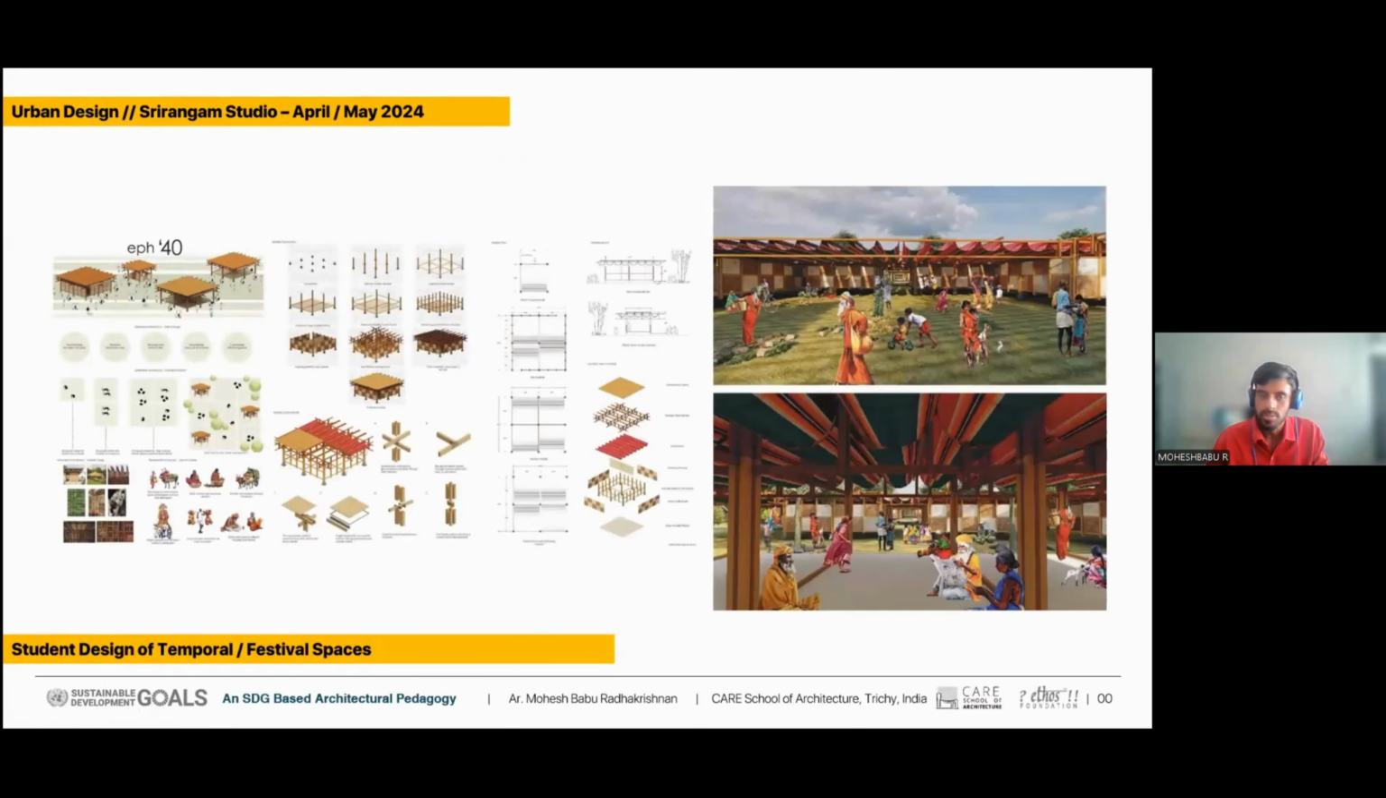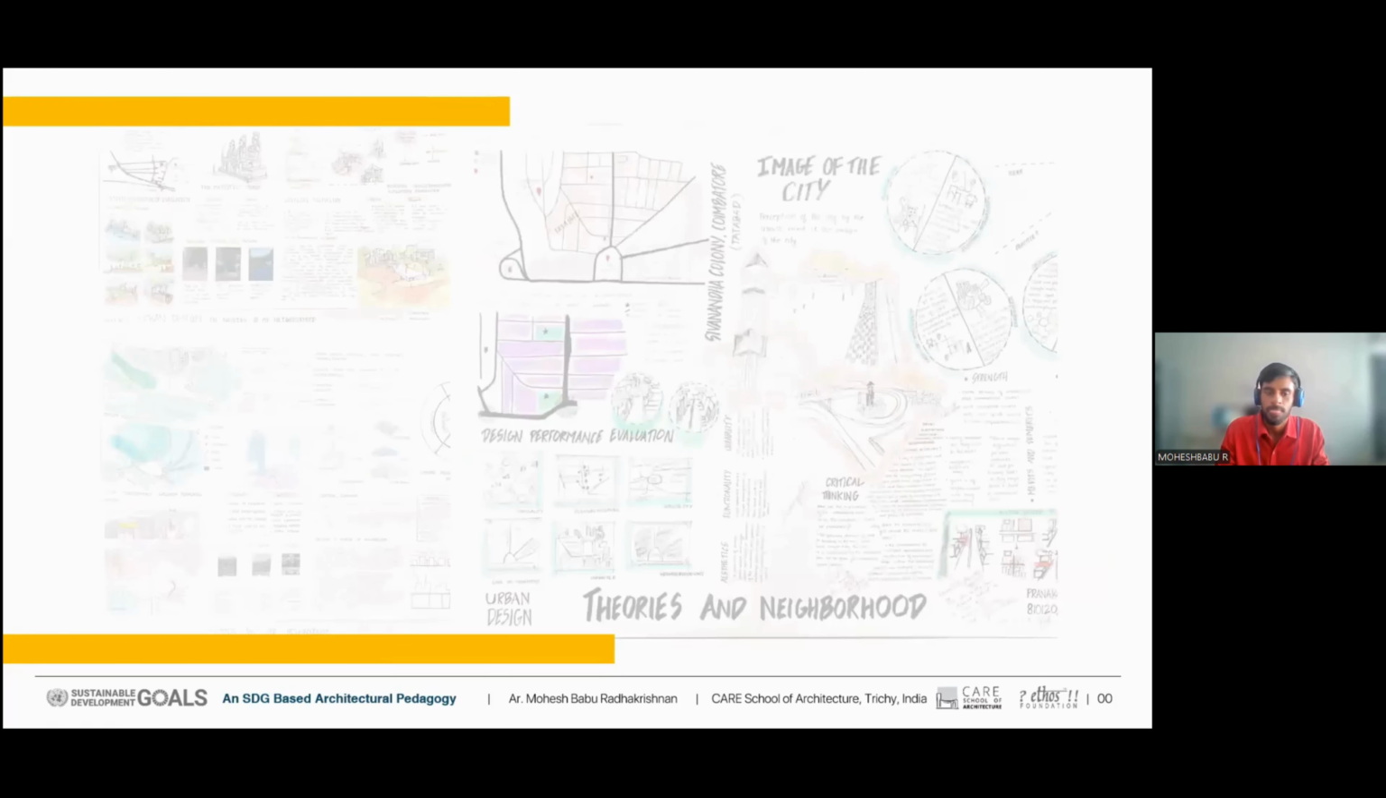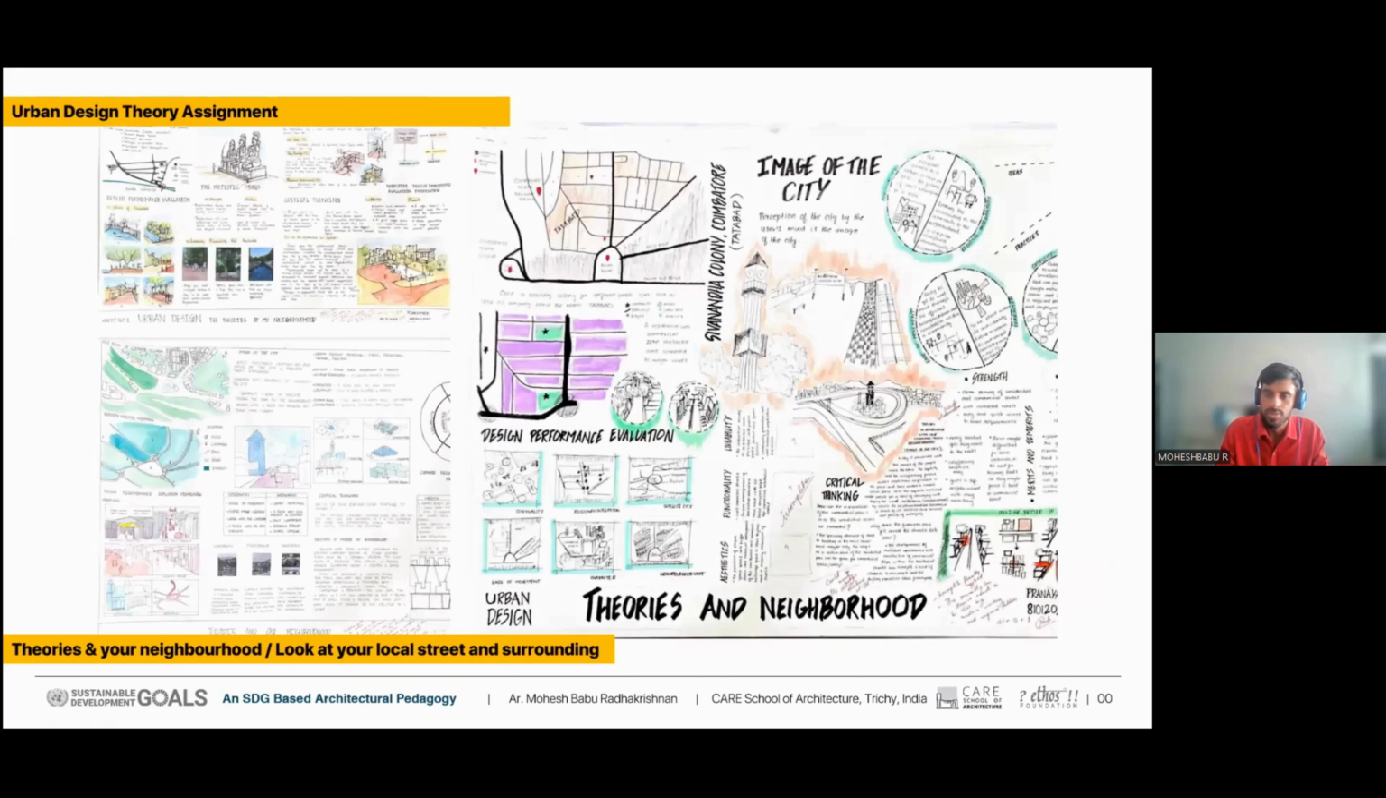So here are some of the outputs we can see in the urban design in the Srirangam studio. The student design talks in a rich cultural, temporal way, where the users tend to accommodate those festival spaces. And this is one of the sample assignments where students were encouraged to look at their immediate neighborhood where they live. It was called Theories and Your Neighborhood, where we take Jan Gehl and Kevin Lynch and all these principles and we apply them in our own surroundings to learn better.